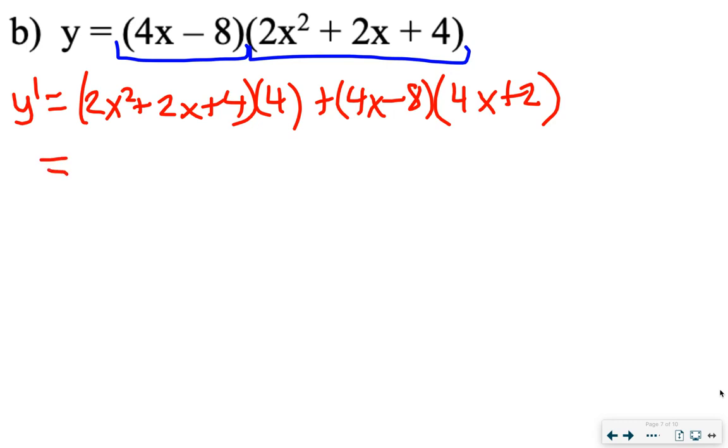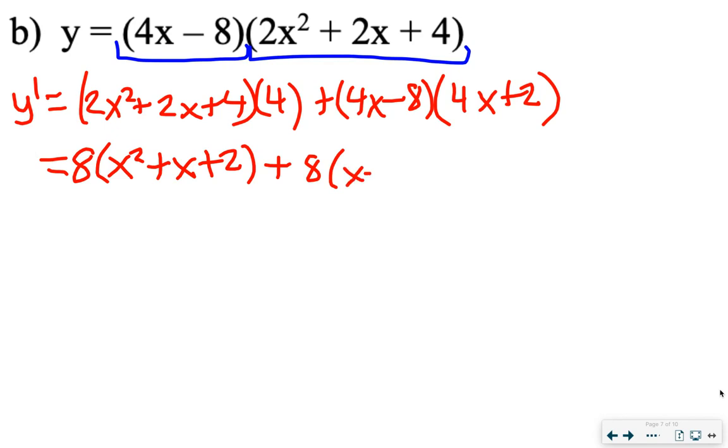Okay, let's factor out a 2. That first one multiplied by that 4 gives me 8 times x squared plus x plus 2, plus, well, I can factor out a 4 from the first bracket and a 2 from the second bracket, so I can get an 8. And if I factor out that 4, I get x minus 2, 2x plus 1.